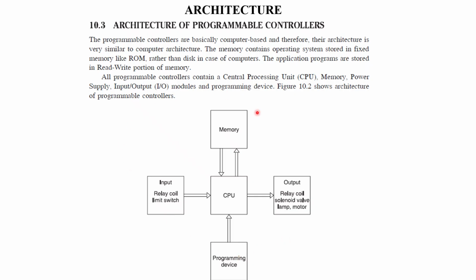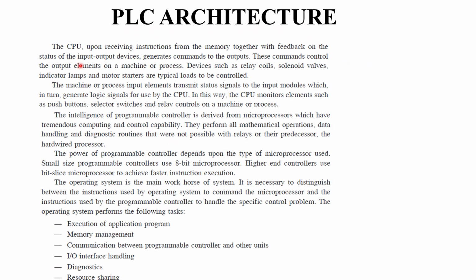So this diagram represents the architecture of the PLC. It is more or less similar to a computer architecture, where it is going to have a CPU as the main part, and it is also going to have a memory and programming device. In the programming device we are going to store the programs. In addition to this, it is going to have the input and output modules. So the main part of PLC architecture is the CPU.